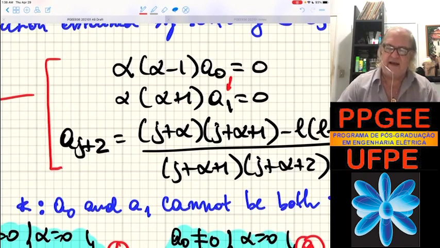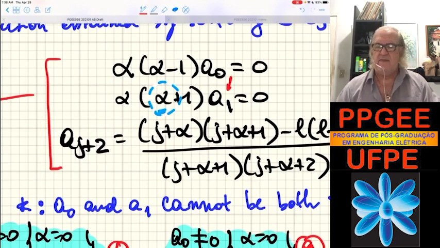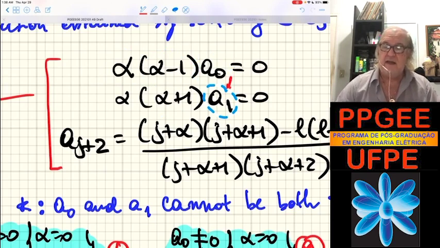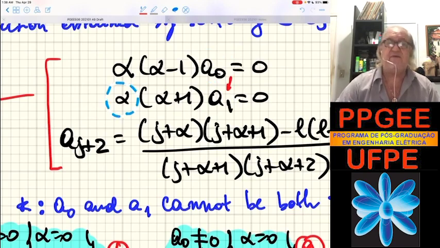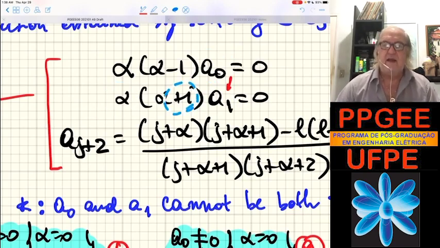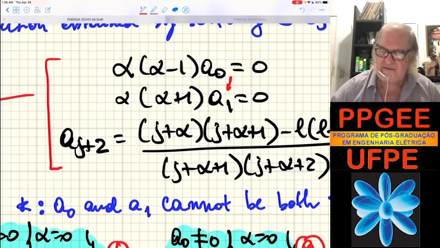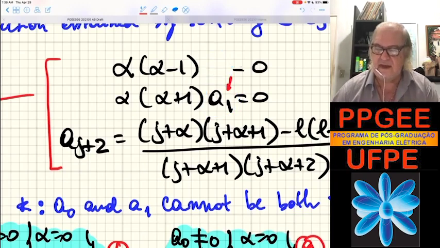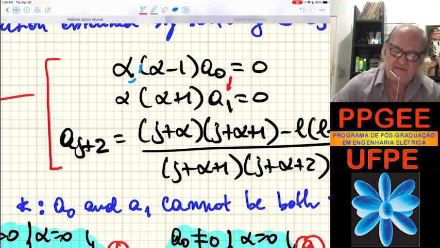You have to have alpha equals 0 or alpha equals minus 1. Because in this way, here alpha can be any because A0 is 0. But in this one, because A1 is not 0, if you have A0 equals 0, A1 not 0, then you have to have either alpha equals 0 or alpha equals minus 1. Alternatively, if you have A1 equals 0 and A0 not 0, then you have to have alpha equals 0, which is the same as the other condition, or alpha equals 1, okay?